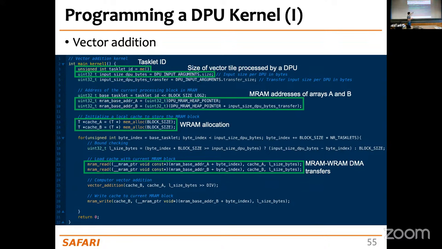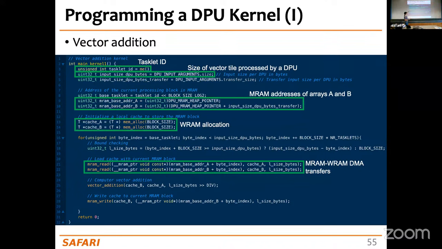Those chunks are identified by an index, base tasklet, that is coming from here. Base tasklet is a function of the thread ID or the tasklet ID. So thread 0 reads this, thread 1 reads this, thread 2 reads this, and so on. They bring the entire thing to the WRAM, and now it's ready for the actual vector addition operation.